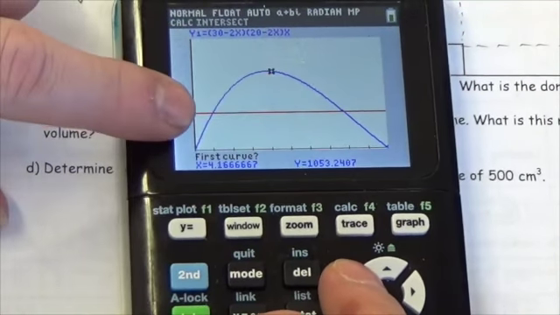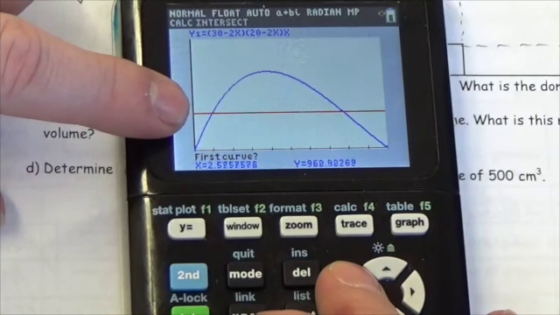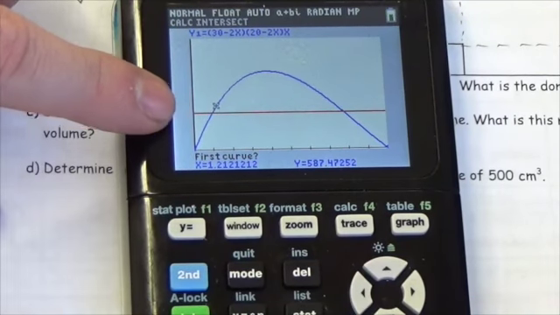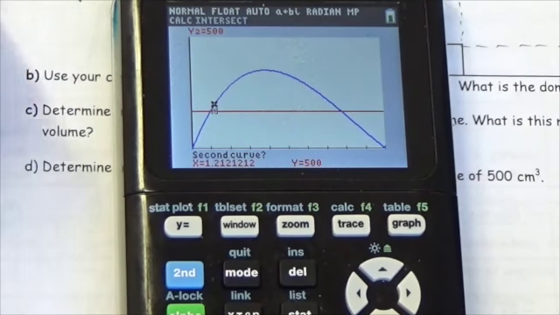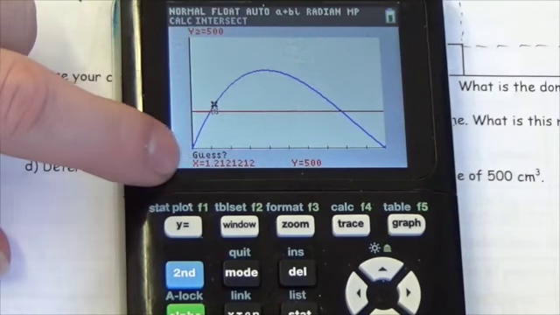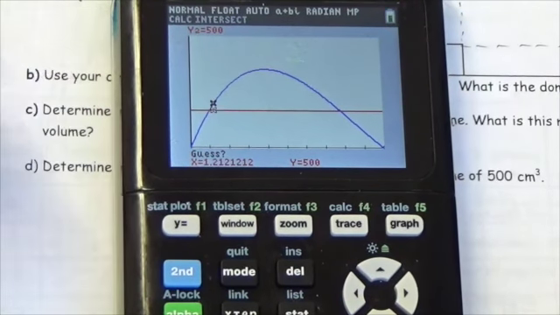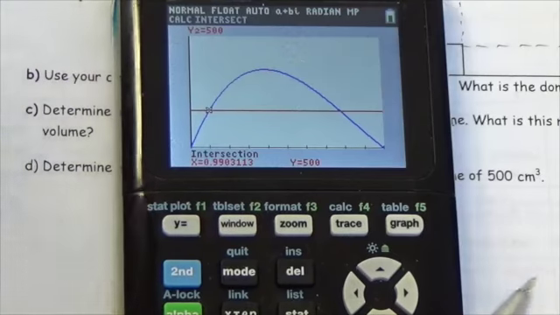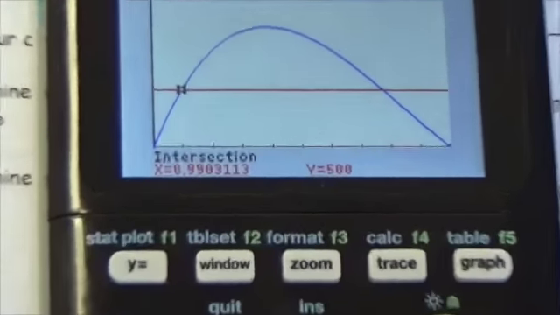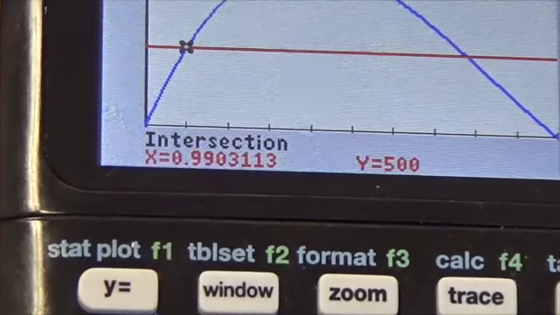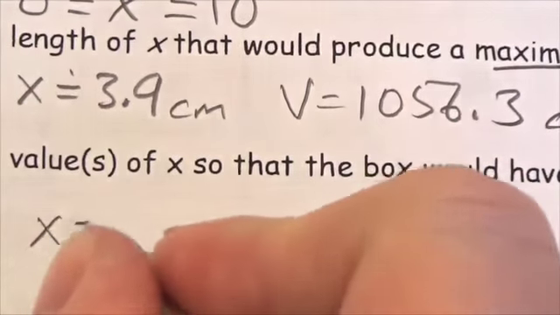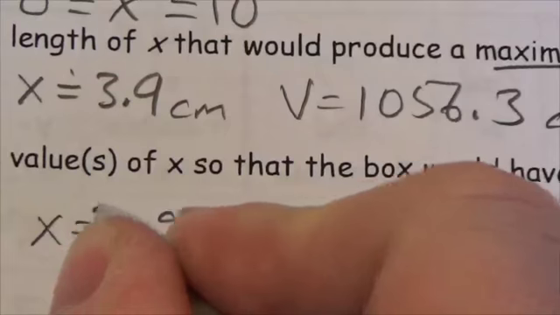Now to do that, I'm going to find the one on the left here first. I'm just going to move my cursor really, really close to that point of intersection. Doesn't have to be right on, just close. Am I on the first curve? Yep, press enter. Did I jump to the second curve? Yep, press enter. Calculator's asking if it can use this number as a guess. Yeah, sure, whatever. And what I get here is the x value is 0.99. Okay, so x could be 0.99, approximately.